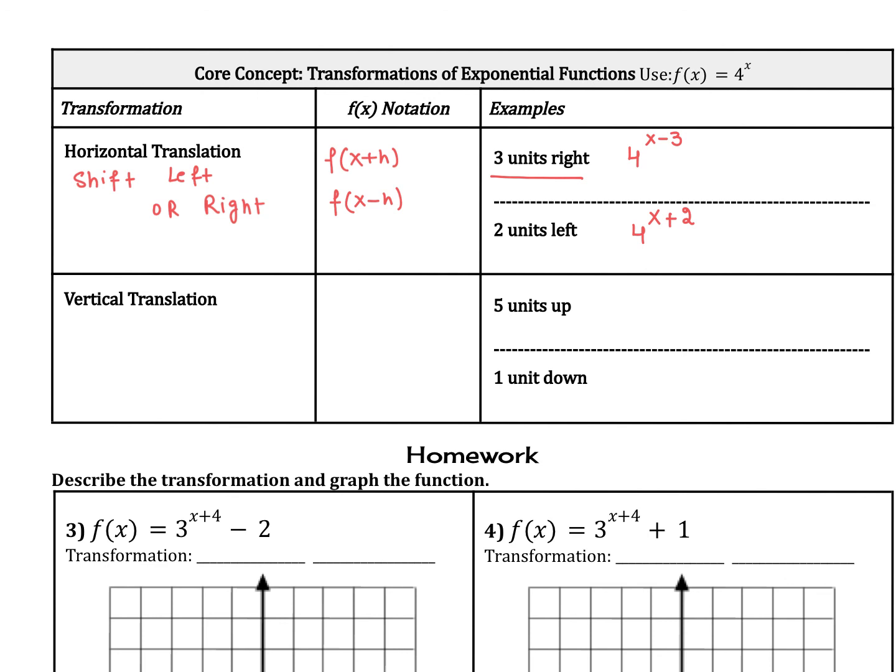For vertical translation, you're going to shift the graph up or down, which means it is going to be outside the function. So plus means you're going to add k, and down means you're going to subtract k. 5 units up, the example for this one is 4 to the power x plus 5. 1 unit down means 4 to the power x minus 1.